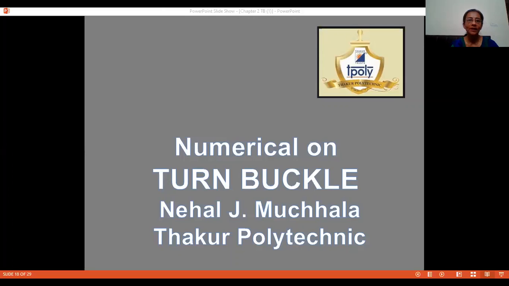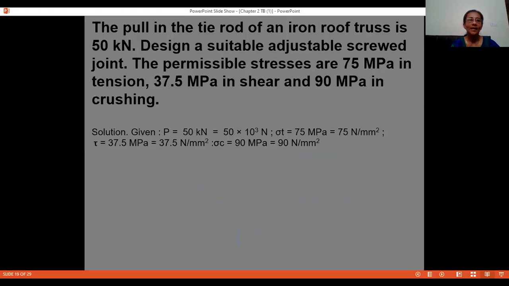Let us see what is given in the question, students. The pull in the tie rod of a roof truss is subjected to 50 kilonewton. Design a suitable adjustable screwed joint. Permissible stresses are 75 megapascal in tension, 37.5 megapascal in shear and 90 megapascal in crushing.